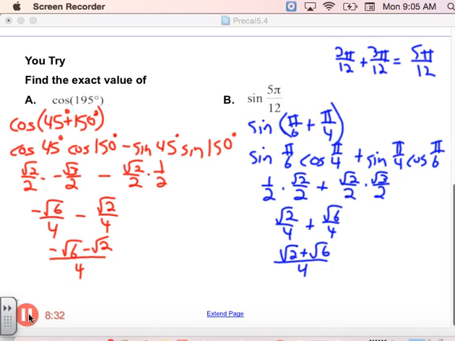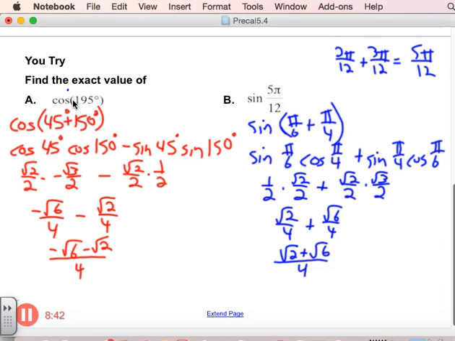Alright, so for this first one, we split up 195 into 45 degrees and 150 degrees. So we're going to use our cosine sum formula. Notice that the signs are different, right? The sign and where we're adding the two things. So for cosine, we use a subtraction between the two terms once we use our formula. So we do the cosine of 45 times cosine of 150 minus sine 45 sine of 150.